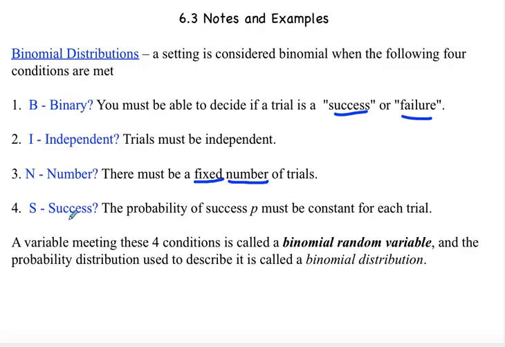S stands for success. It's actually the probability of success. You will either be told what the probability of success is, or you would be able to figure it out. So if we're flipping a coin, you would know that the probability of a success, let's say a success is flipping a head, then your probability of success would be 1/2 or 0.5. Other times you'll be told what the probability of success is. If all of these four things check out, then you know it's binomial, and then you get to use your calculator to do all of the hard work.